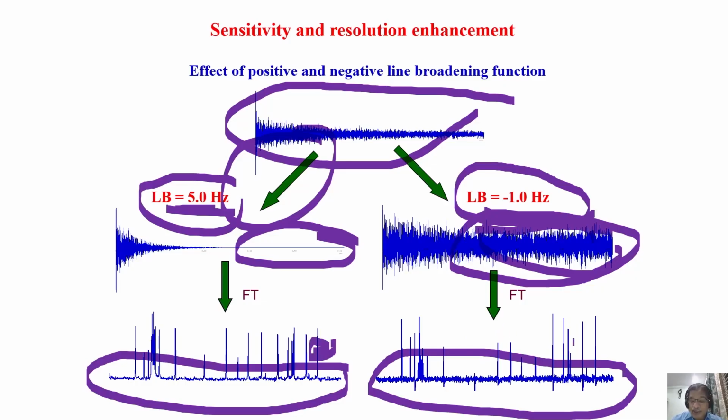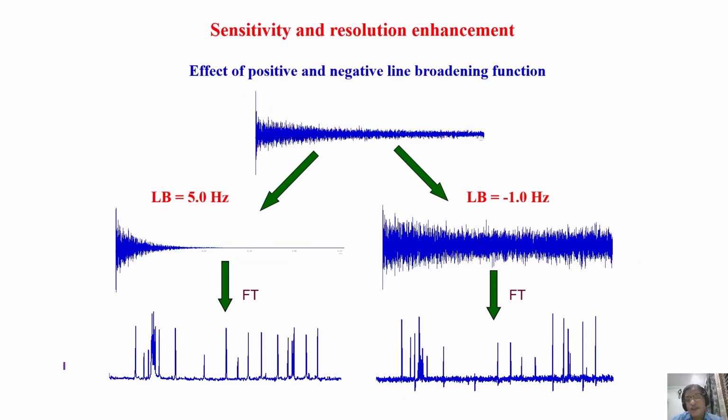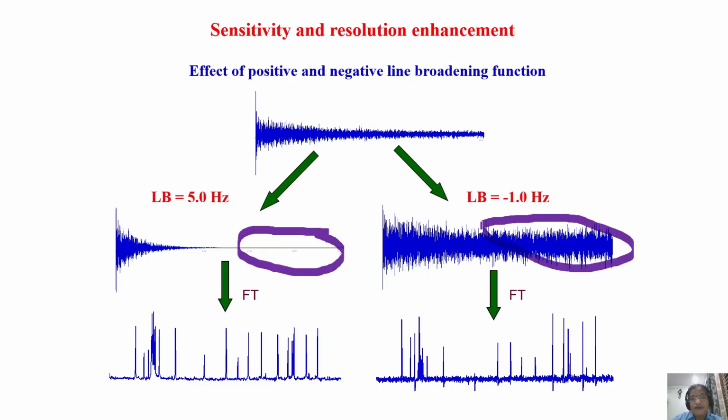But as a benefit, your line width will decrease quite a bit. Your resolution has improved. That is an advantage. So you have to understand what you require. Whether you want signal to noise ratio like this, by reducing the noise part of this FID, or you want a better resolution by increasing the noise part of the FID.